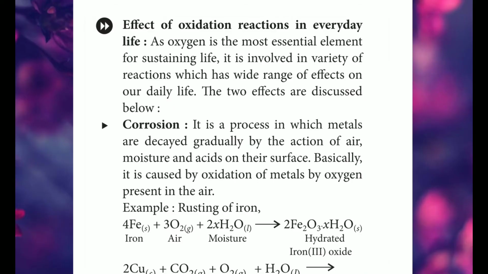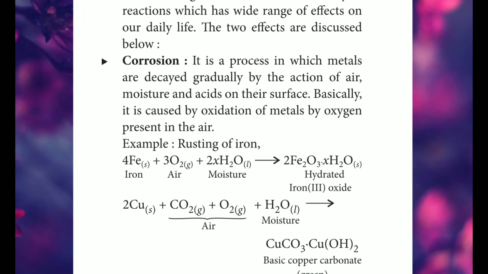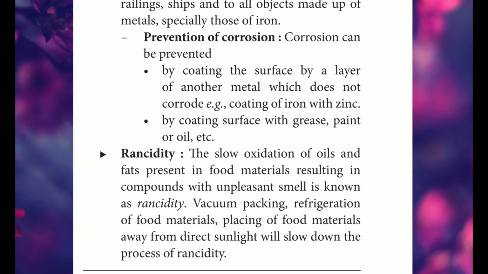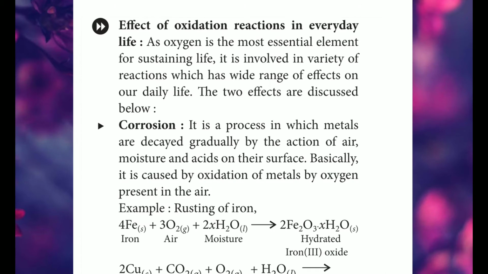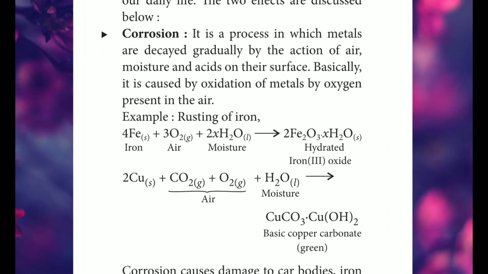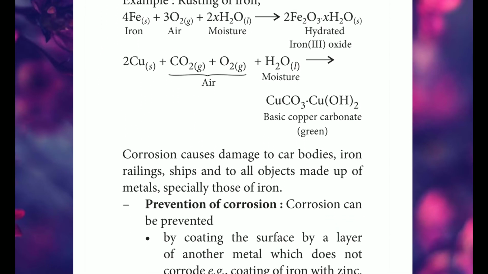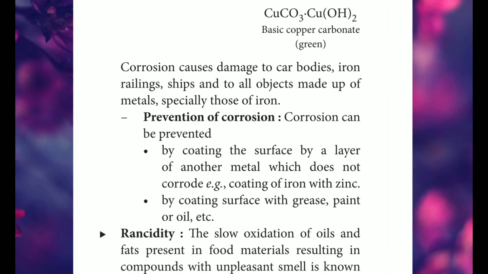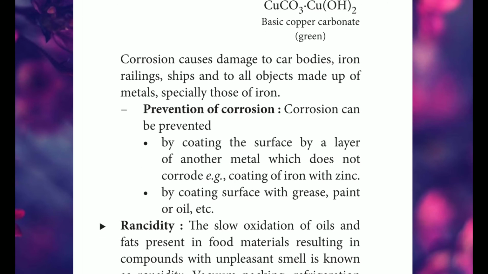Now we have to study the effects of oxidation reactions in our everyday life. In this class, we just have to remember two effects. The first is corrosion and the second is rancidity. Moving on to the first, what is corrosion? Well, corrosion is the process by which metals get destroyed gradually by the action of air. For example, rusting of iron and the corrosion of copper. The corrosion destroys the metal. Therefore, we have to prevent the corrosion by coating the surface by a layer of another metal, for example, zinc on iron, or by coating surface with grease, paint, or oil.